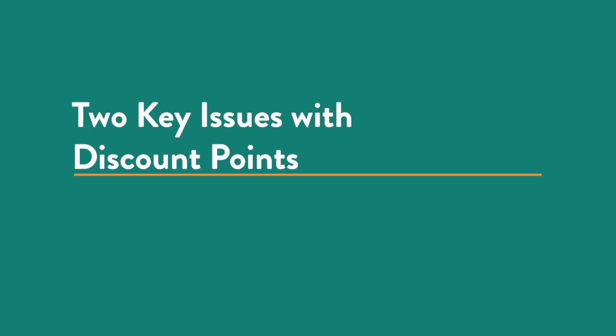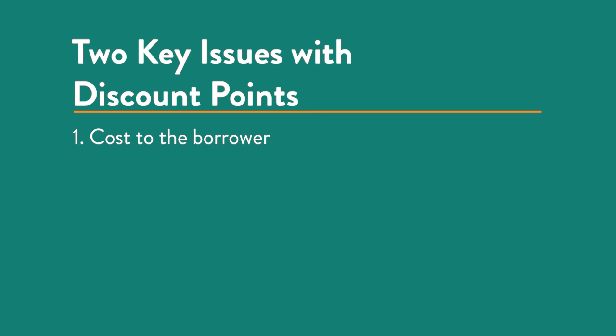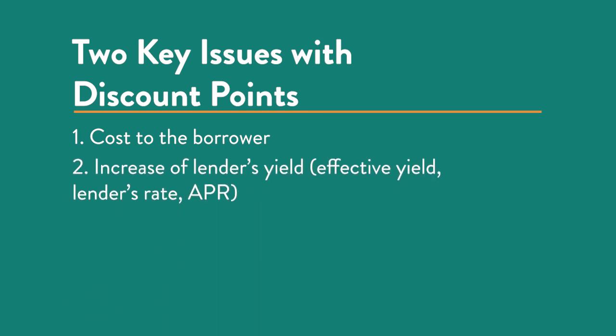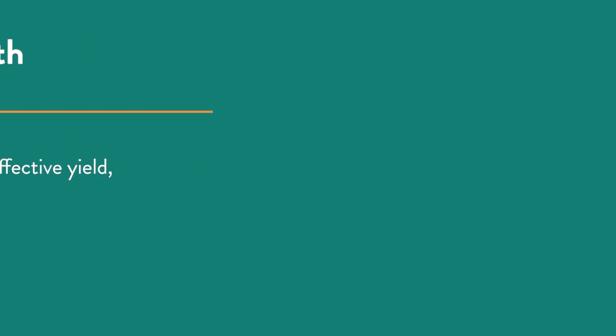There are really two issues that we deal with when it comes to discount points. The first is the cost to the borrower. The second is how much the discount point increases the lender's yield, also known as the effective yield, the lender's rate, or sometimes called the APR, annual percentage rate.